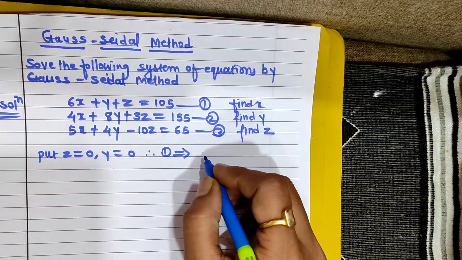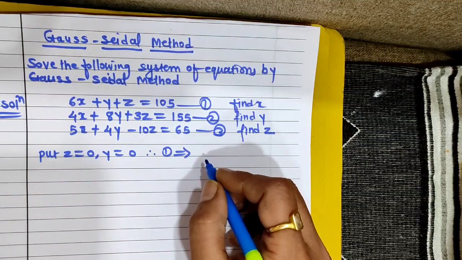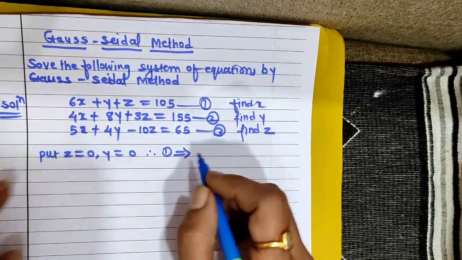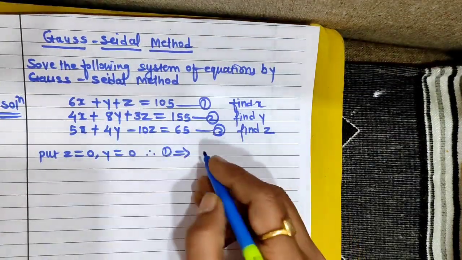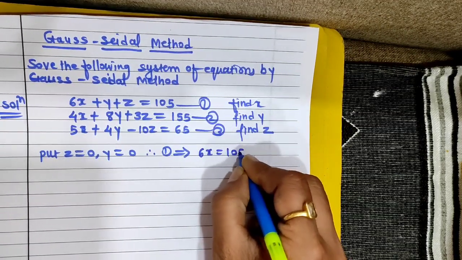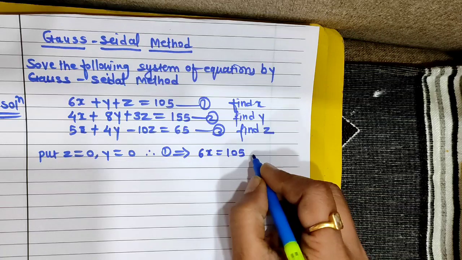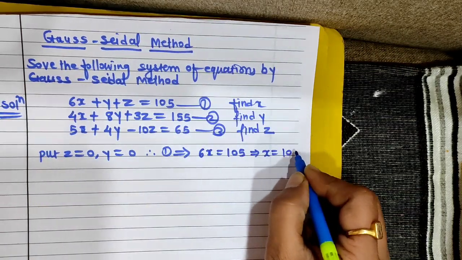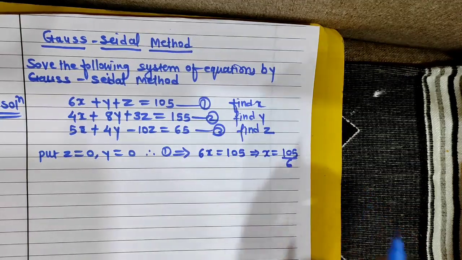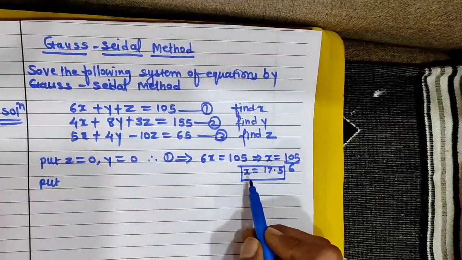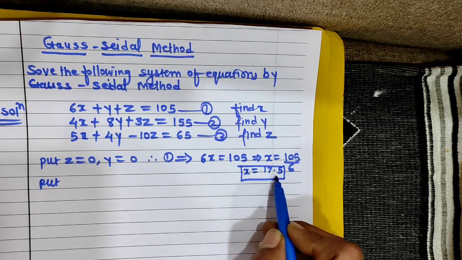So what is our answer? Here y equal to 0 and z equal to 0. This implies that 6x equal to 105. This implies that x equal to 105 by 6. Okay. So from this we got the value of x equal to 17.5.